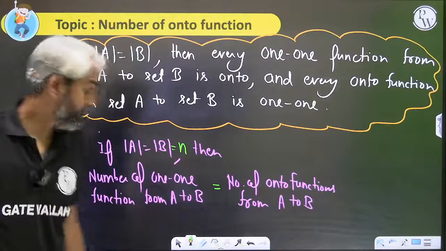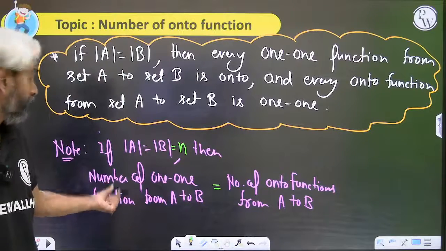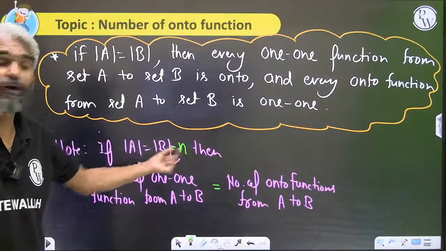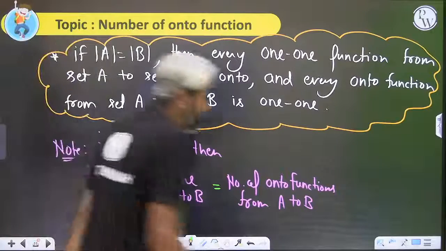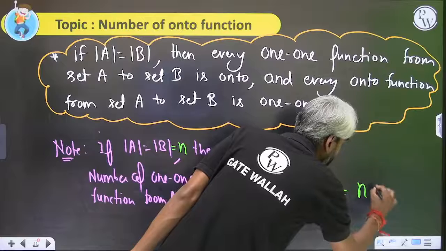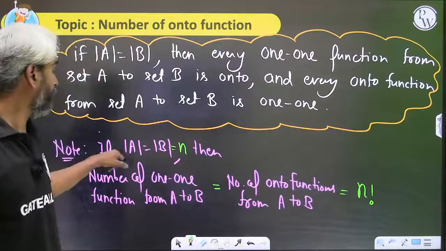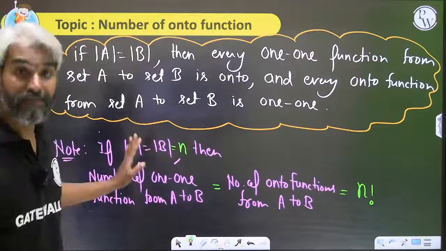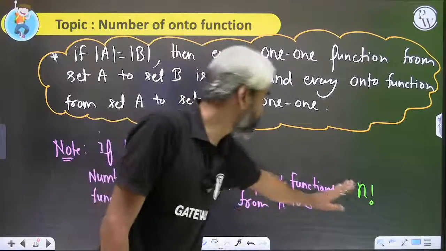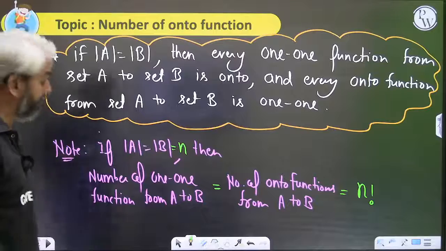how many one-one functions are possible from set A to set B? If mod A equals mod B equals n, then the number of one-one functions possible from set A to set B will be n factorial, and all of them will be onto functions as well. So the number of onto functions possible from A to B will be n factorial.